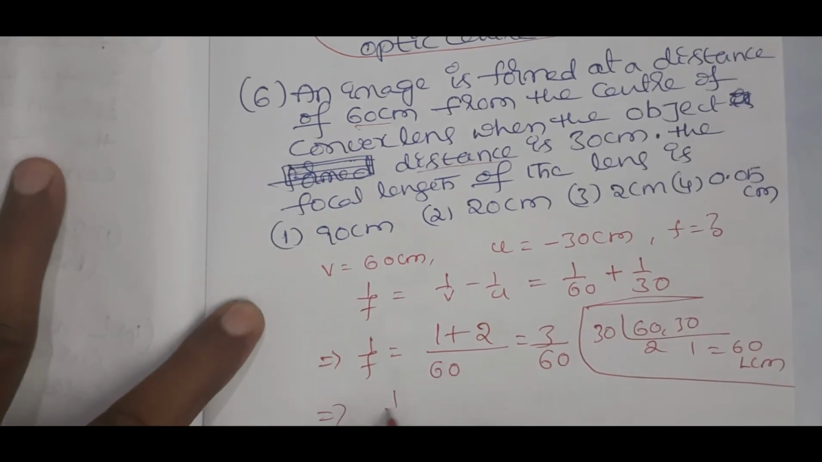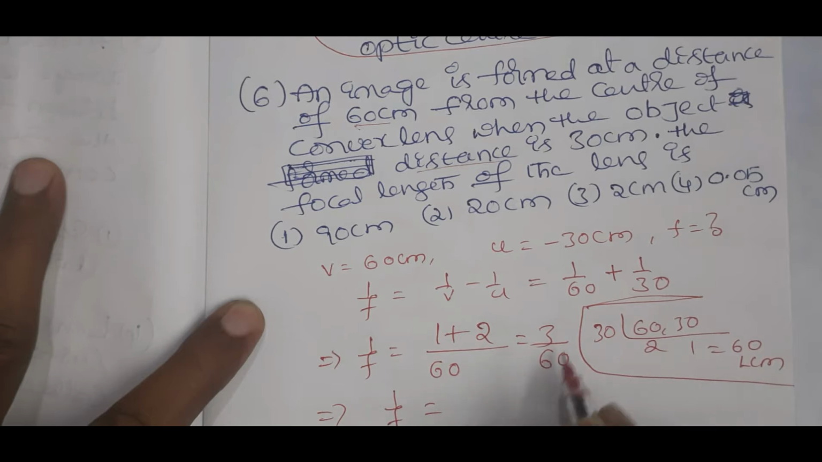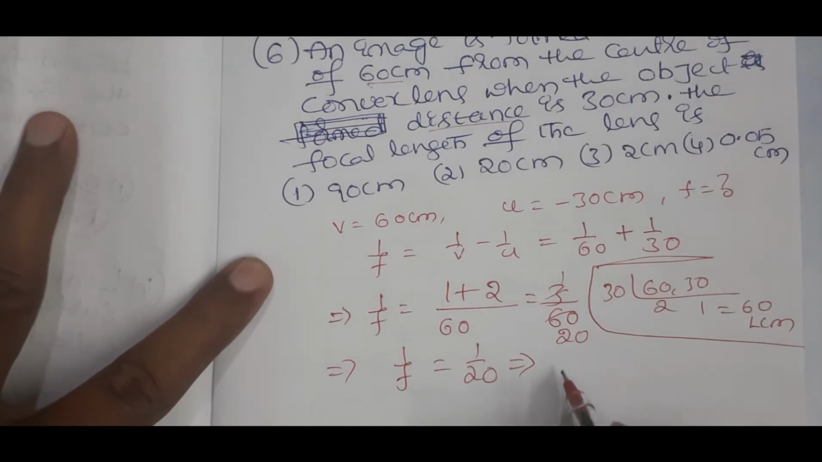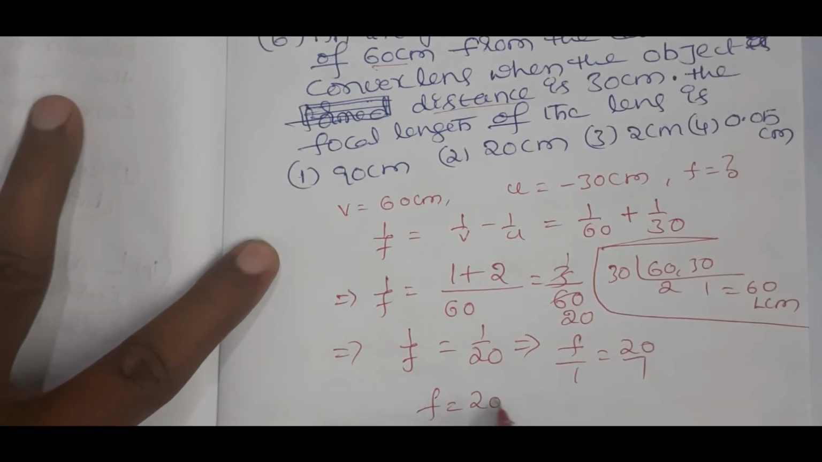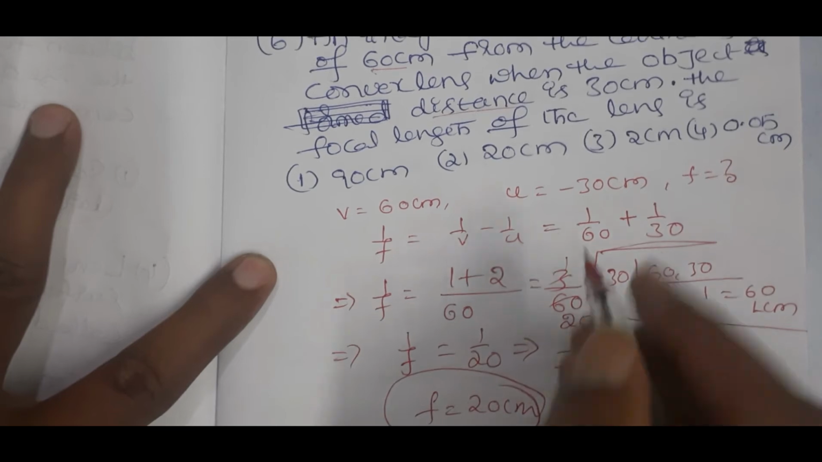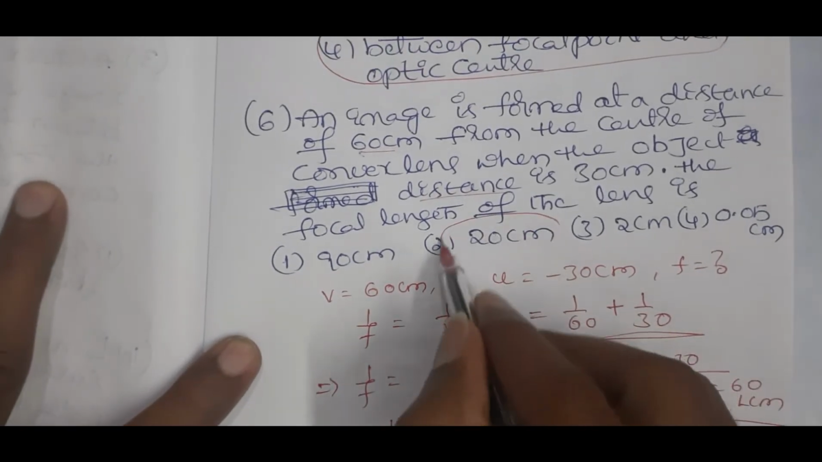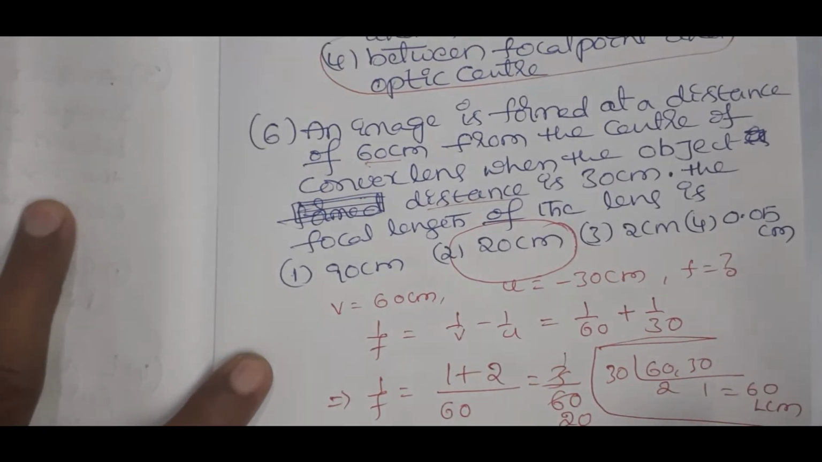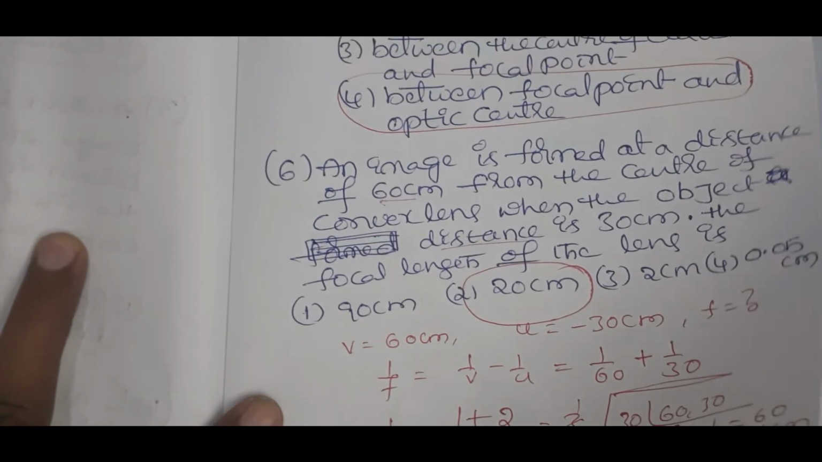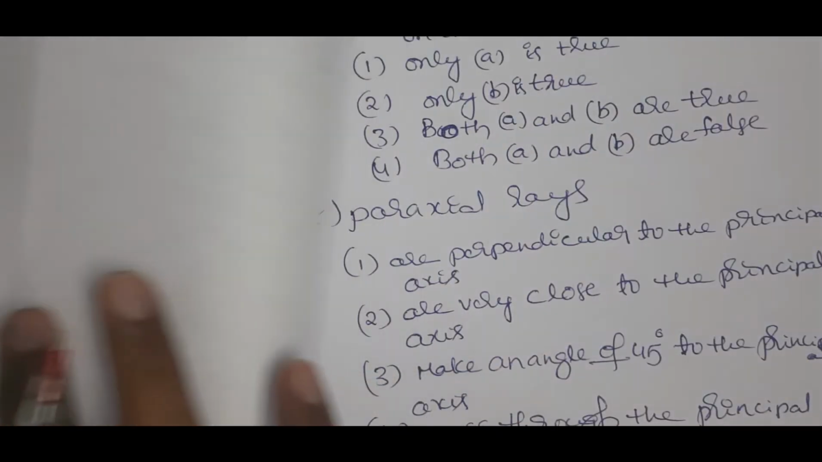So this implies 1 by f is equal to 1 by 20, but we want f, not 1 by f, that is why reciprocals are taken. 1 by f is written as f by 1, then it will be 20 by 1, therefore f is 20 centimeter. So here the option, students, you can see, most important bits. In the previous examination, asked bits.